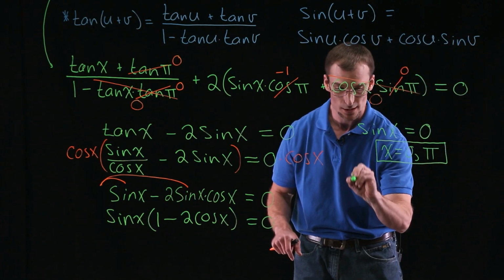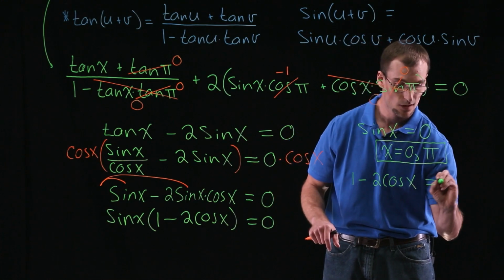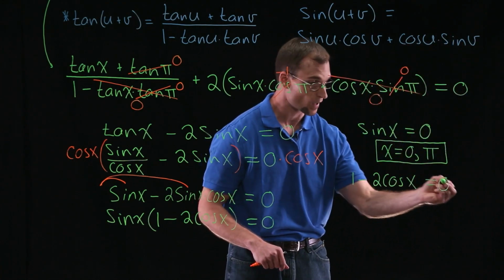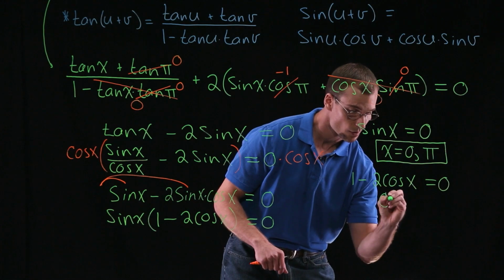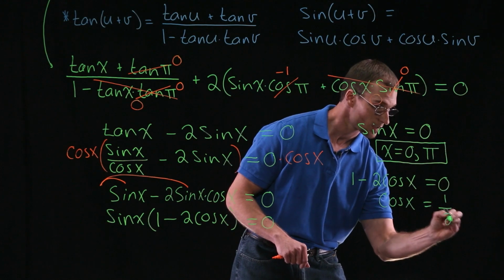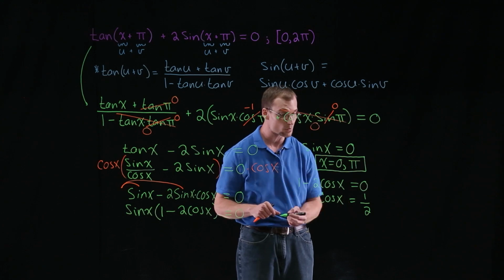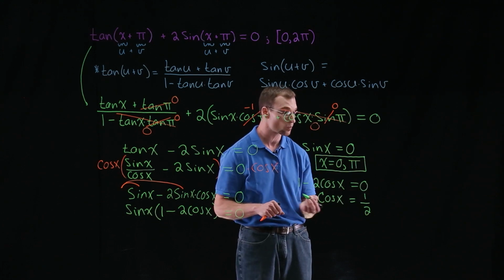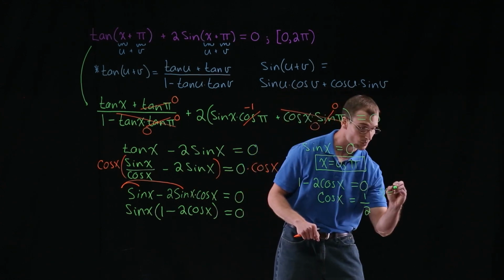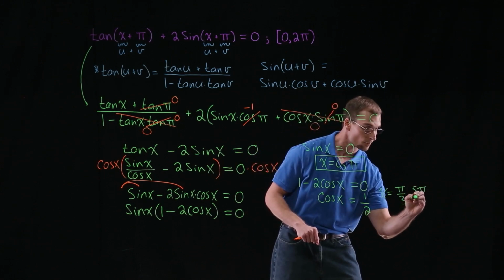Secondly, we're going to take our 1 minus 2 cosine x and set that equal to 0, and solve this equation. If we subtract 1 and divide by negative 2, this gives us cosine x equal to positive 1/2. And same thing, on the interval from 0 to 2 pi, what values of x give us a cosine value equal to positive 1/2? Namely, that's x equals pi over 3 and 5 pi over 3.